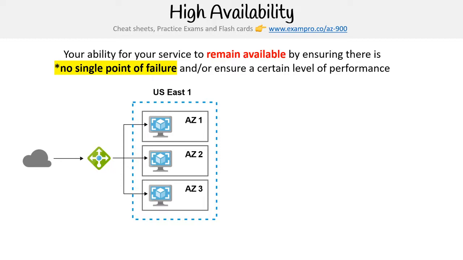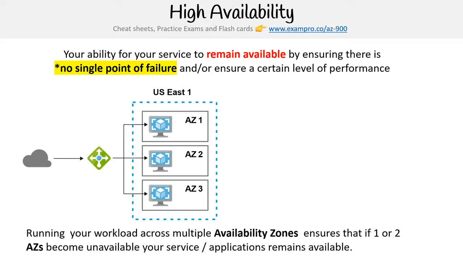Now, having multiple servers is great, but even better is having multiple servers in multiple data centers, because something could happen to a data center. It could become unavailable because of a networking issue. So by being able to route traffic elsewhere, you're going to remain highly available. And running a workload across multiple availability zones, which is what Azure calls their data centers, ensures that if one or two data centers become unavailable, your service will remain available. It's very, very common to run at least 3 servers across 3 data centers.